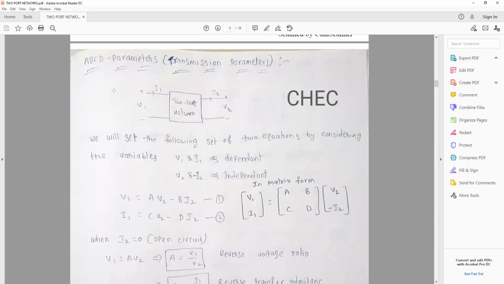And coming to the next, ABCD parameters. Similarly, this is the network, it has an input port and this is output port. So here V1 I1 are dependent, that is in terms of independent values, V1 V2 minus I2 అనమాట. V1 is equal to A into V2 minus B into I2, I1 is equal to C into V2 minus D into I2. Okay na?